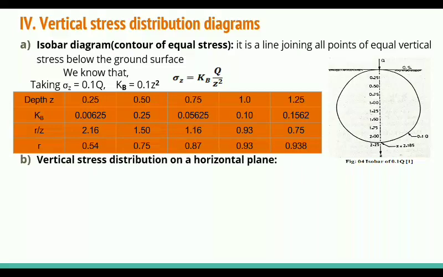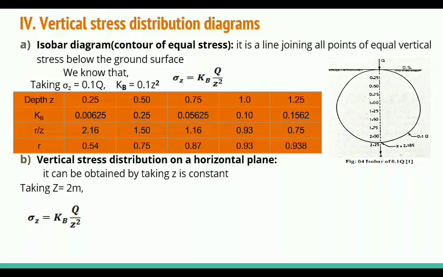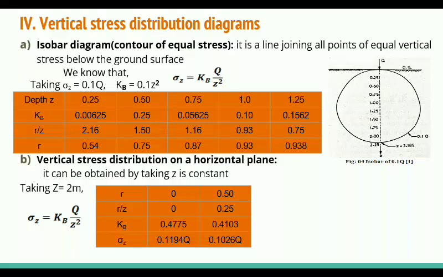The second one is the vertical stress distribution on a horizontal plane. What is the meaning of that? At every depth we can calculate the distribution of vertical stress in a horizontal plane. For that we have taken the z value as 2 meter, and we have this Boussinesq equation. So we can fill this table. How are we filling this table? We have already assumed that z is equal to 2 meter.